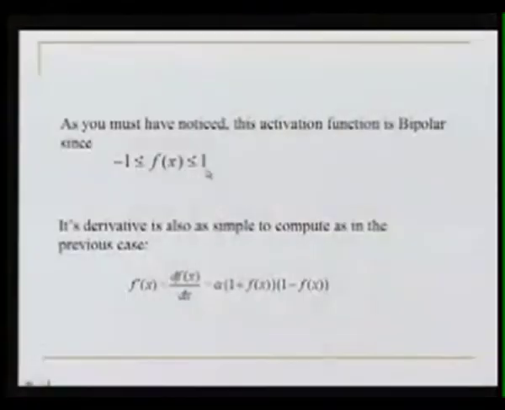So, the activation function has a limit from minus 1 to 1. So, we say it is a bipolar activation function, and as we derived earlier, you can verify that the derivative of this activation function f of x with respect to x is alpha into 1 plus f x into 1 minus f x. Again, it is a very simple computational form.